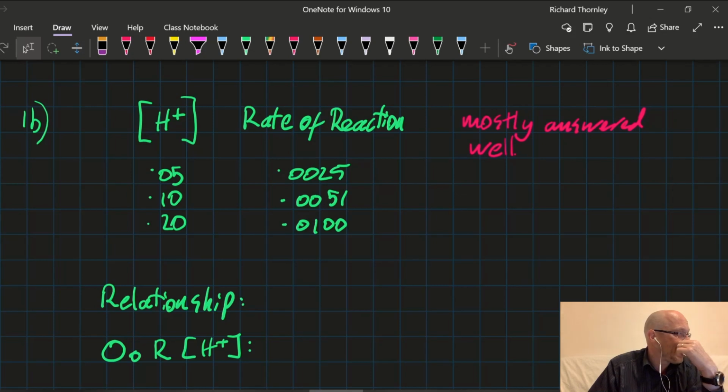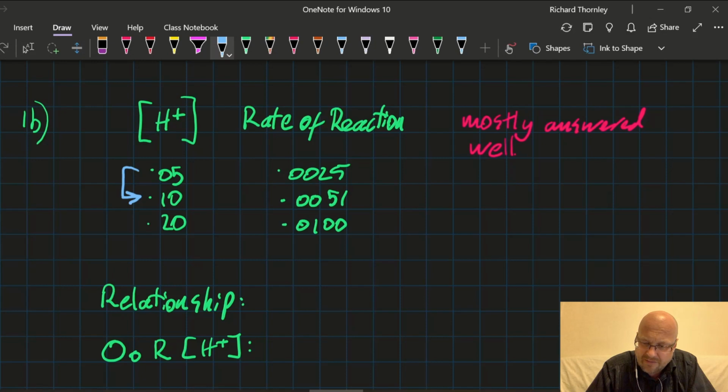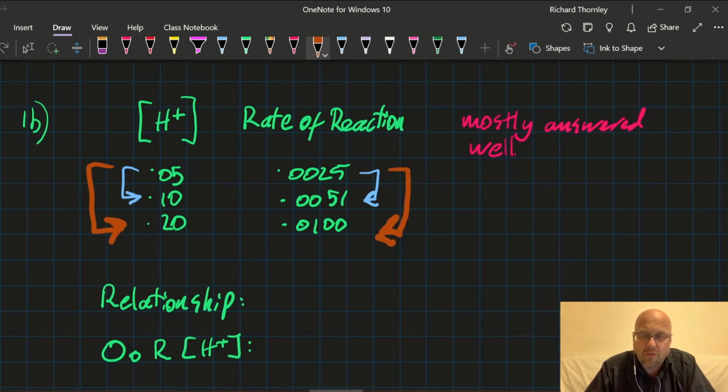Mostly well answered. I think this is quite straightforward, isn't it? So if I double the concentration of the acid, then it looks like my rate is doubling. And if I quadruple the concentration of the acid, it looks like my rate is quadrupling. So that's an order of reaction 1, isn't it? If you changed the concentration and nothing happened to the rate, that would be 0. If you change the concentration, say by doubling it and the rate doubles, or tripling it and the rate triples, that's order of reaction 1.